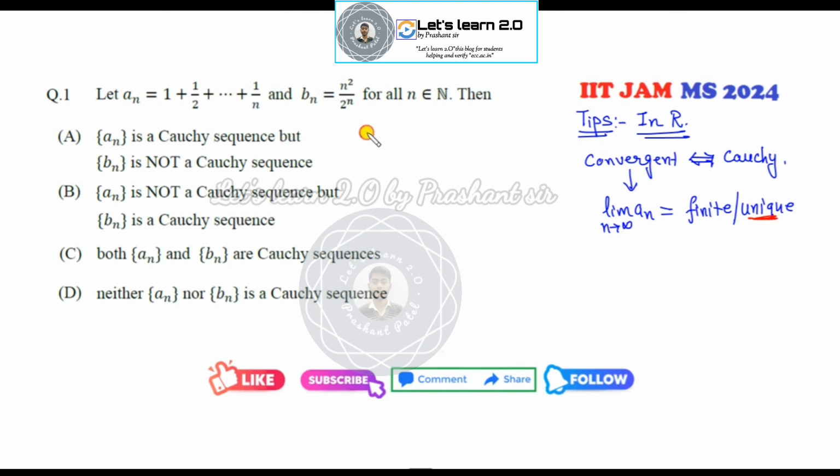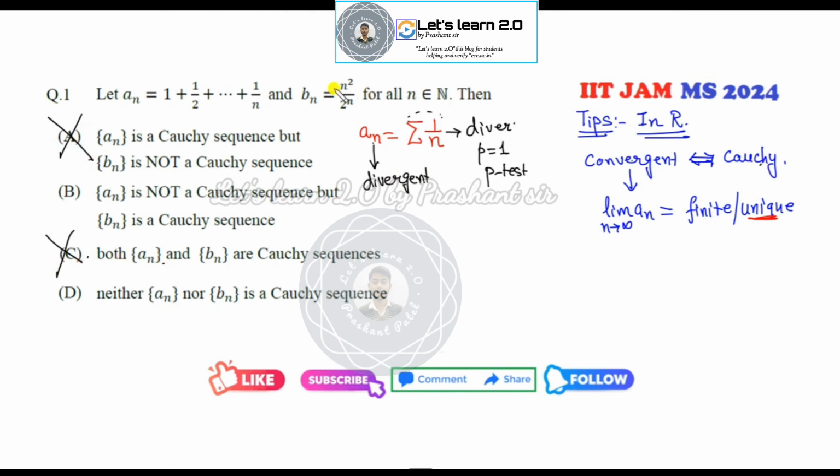Now look at the first part, an. What is that an? I can write this as 1 over n. Now you can see this is a divergent series. Why? Because p is equal to 1. By the p-test, this series is divergent. That means an is divergent. So once an is divergent, it is not Cauchy. So option A is cancelled, option B is cancelled.